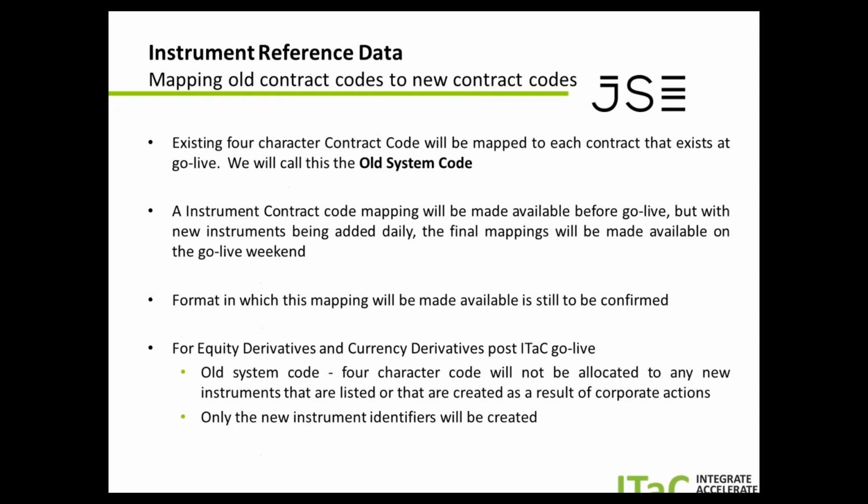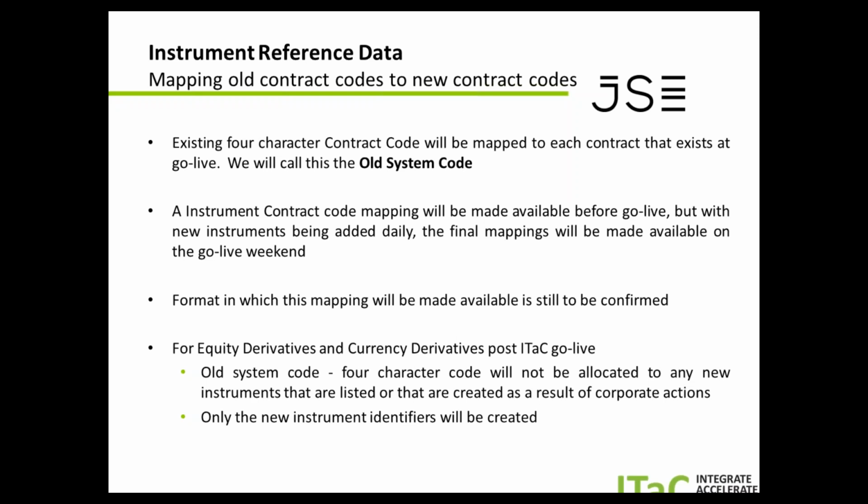So then let's talk about how we are going to give you the mappings between what you have today and how it's going to look in the future. We're going to have a field in the system called old system code, which is just going to be populated for the data that exists at go live. This is going to be made available to the market before go live as we lead up to go live. We're still going to confirm in which format or how exactly that's going to look, but we're going to give you enough time to work through that and to know how everything's going to map.